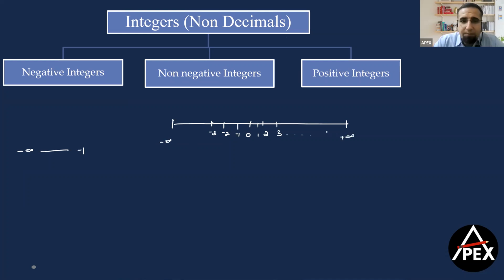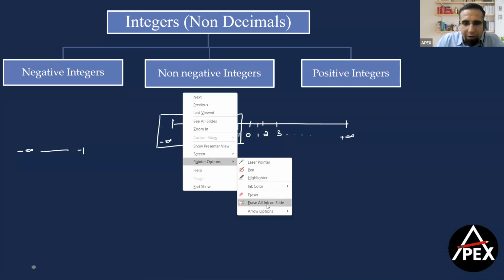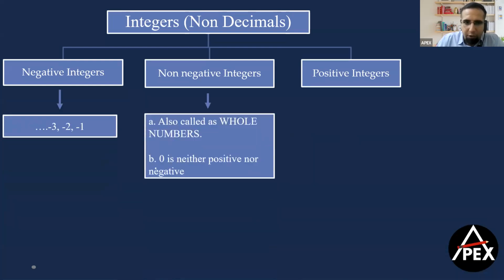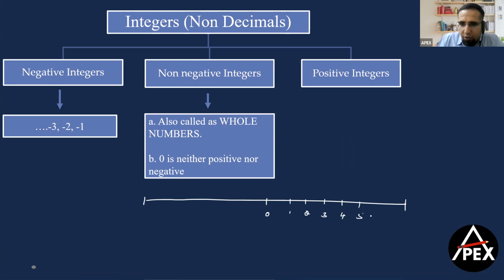So any non-decimal value represented on this number line is called an integer. Right. So now this set of numbers from minus infinity to minus 1 are called negative integers. Clear? Right. Now, similarly, when I go from 0 to positive infinity, my whole numbers are the numbers which can range from 0 to positive infinity. Now, why from 0? Because 0 is neither a positive value nor a negative value, right? So 0 becomes a non-integral value. So this portion are all my positive numbers, which are also called positive integers.